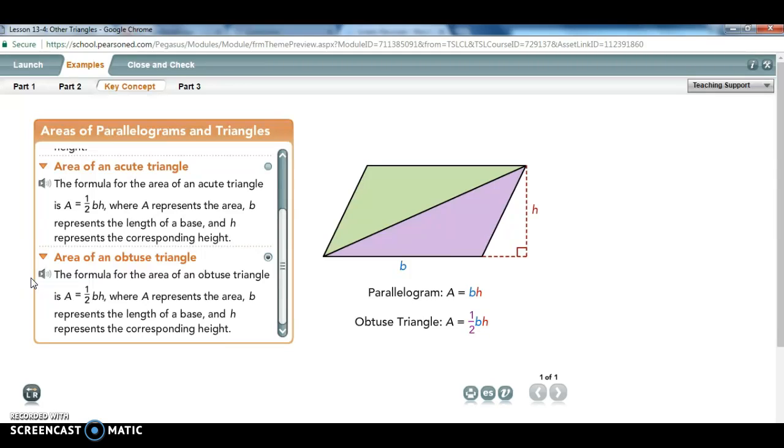So hopefully you've noticed that for any triangle, whether it's a right triangle, acute triangle, or an obtuse triangle, the formula is going to be A equals 1/2 base times height, or A equals base times height divided by 2.